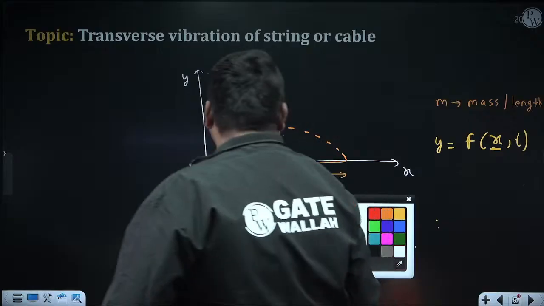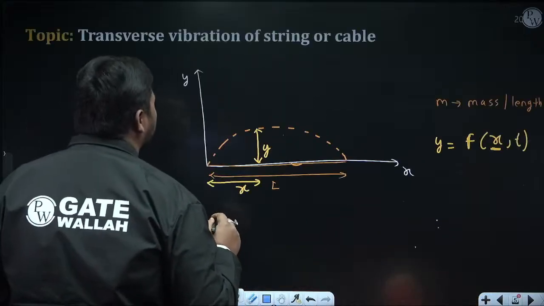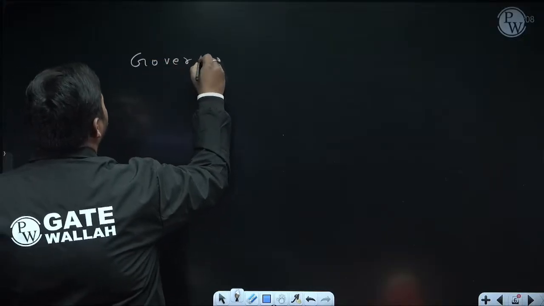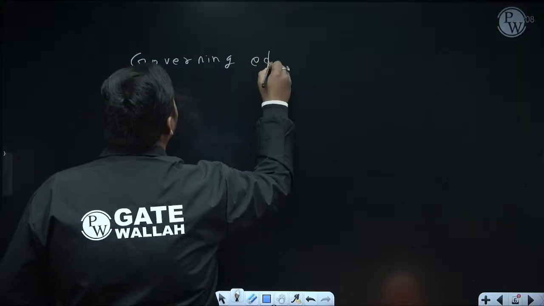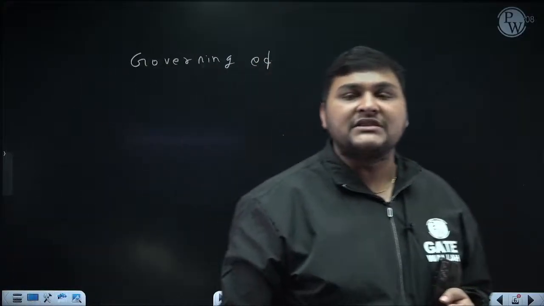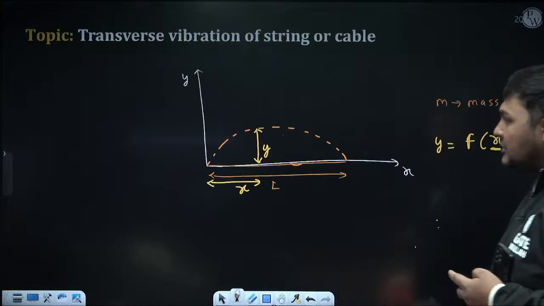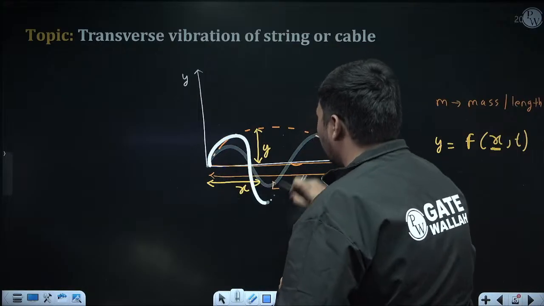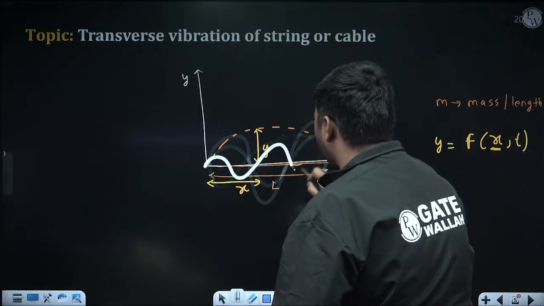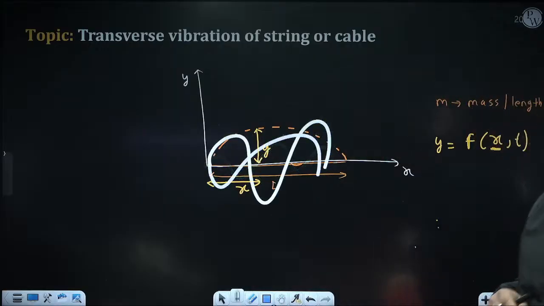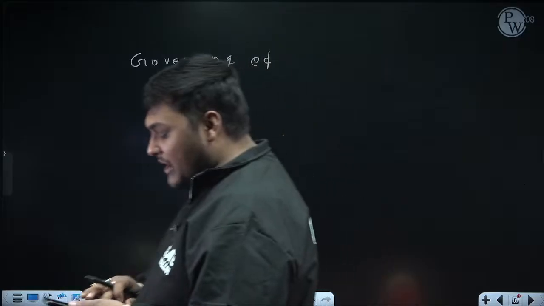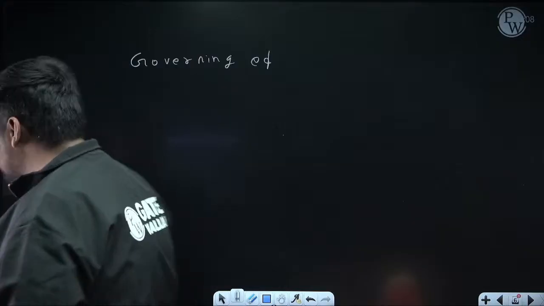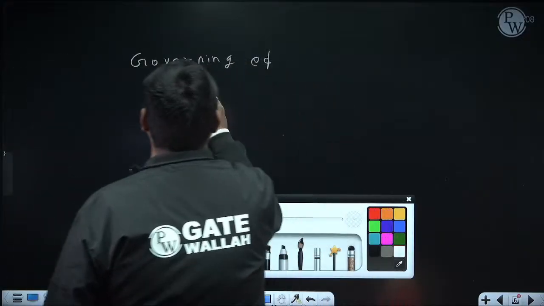See, during transverse vibration of a string or cable, if you write the governing equation of vibration, first of all, it is a partial differential equation, and that partial differential equation is known as the wave equation. Because if you see, vibration also is like a wave. When vibration is occurring like this, it is like a wave. So the governing equation of vibration that comes is the wave equation. And you have to remember that differential equation.